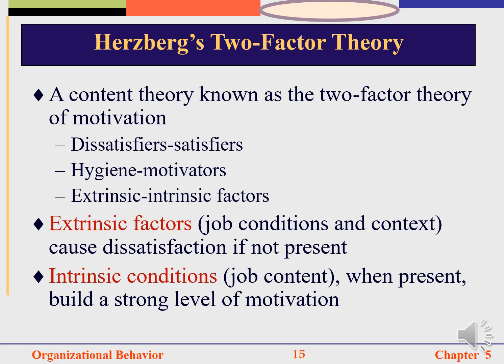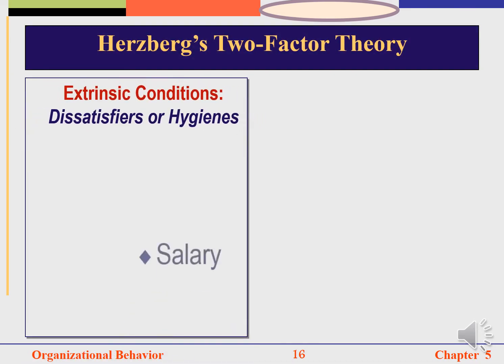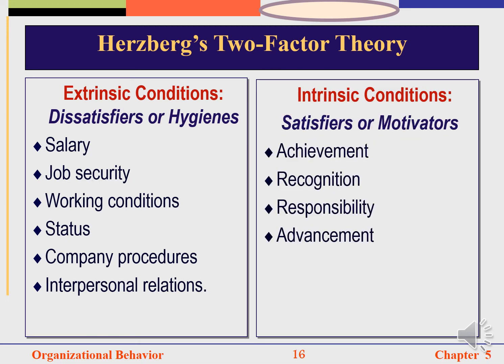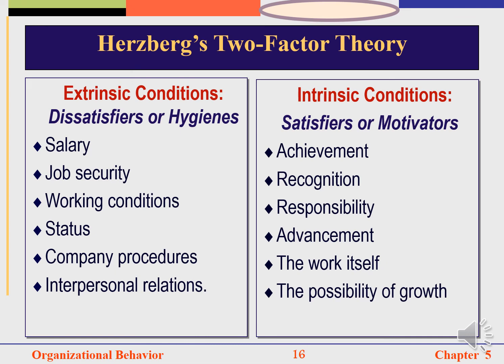So according to this, we have some factors. When they exist, they prevent dissatisfaction. Other groups of factors, when they exist, they cause satisfaction. Keep this in mind. There are two different groups of factors according to Herzberg. The first group is called the extrinsic conditions, and as I said, they are dissatisfiers and hygiene. Like what? Like salary, job security, working conditions, status, company procedures and policies, and interpersonal relationships. What does it mean? According to the theory, if these factors exist in any workplace, they will prevent dissatisfaction. Take, for example, salary. Salary is one of the factors that prevent dissatisfaction.